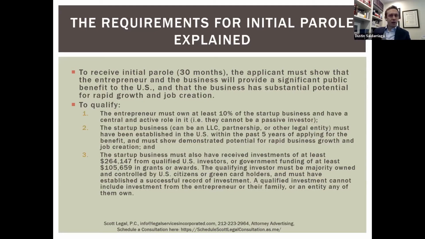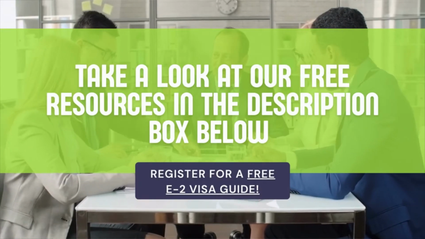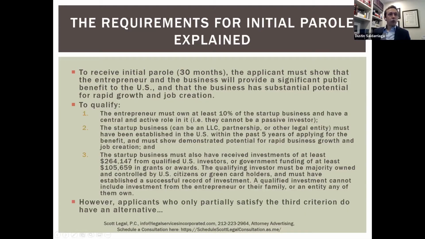So it cannot be a family member. It can't be a one-off investor. It really should be, say, a venture capital firm or something like Y Combinator, some sort of entity that has a track record of investing in businesses. And the government uses this as a kind of test: if an established venture capital firm or an entity like Y Combinator is willing to invest in the business, then the government should feel more comfortable granting parole to the entrepreneur. They really do look to see if others have approved the business, then we as the government are also okay approving the business. Now, as I said before, applicants who only partially satisfy this third criterion do have an alternative.